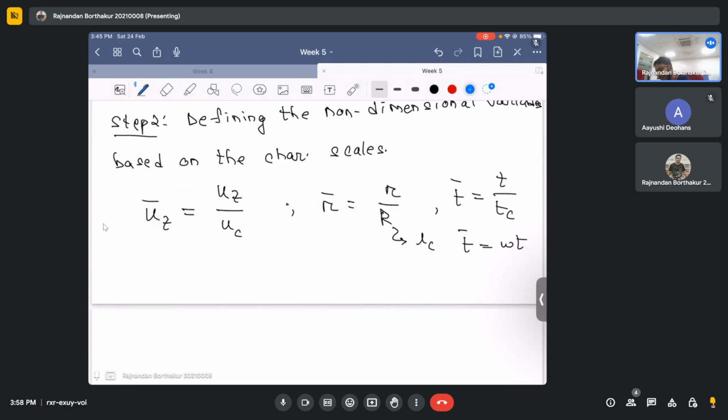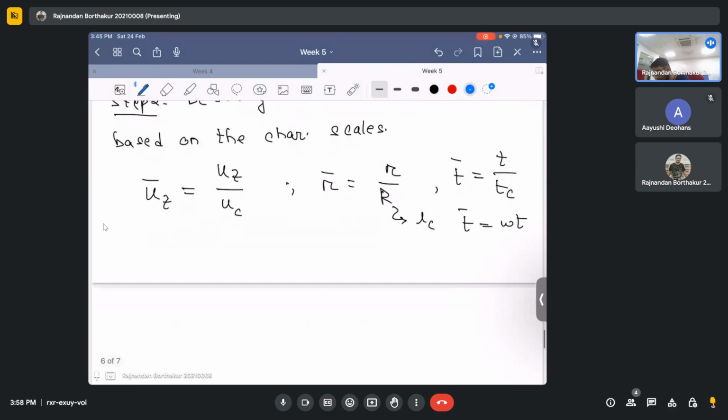This is the first problem that we are solving. So this is basically the non-dimensional velocity, and similarly, this is the non-dimensional radius and the non-dimensional time. Now, can you tell me what will be the order of magnitude of these non-dimensional terms? Can you tell me? One around. Yes, exactly. This is something that you need to understand.